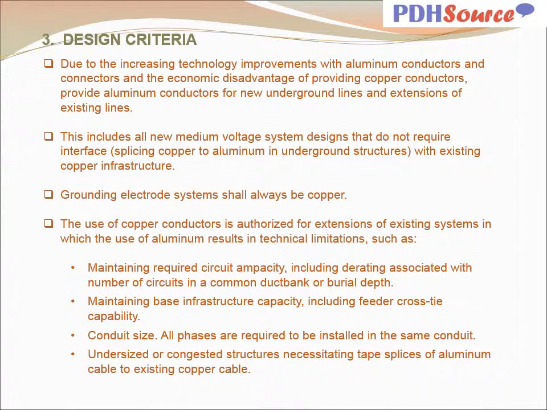The use of copper conductors is authorized for extension of existing systems in which the use of aluminum results in technical limitations such as maintaining required circuit ampacity, including derating associated with number of conductors in a common duct bank or burial depth, maintaining base infrastructure capacity, including feeder cross tie capability, conduit size, all phases are required to be installed in the same conduit, undersized or congested structures necessitating tape splices of aluminum cable to existing copper cable.